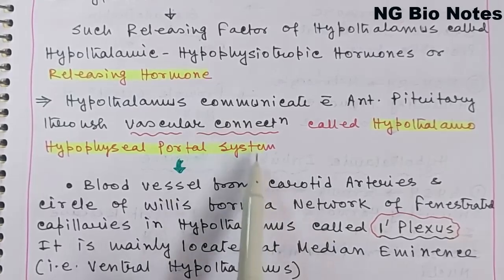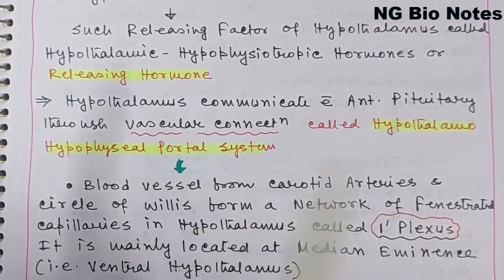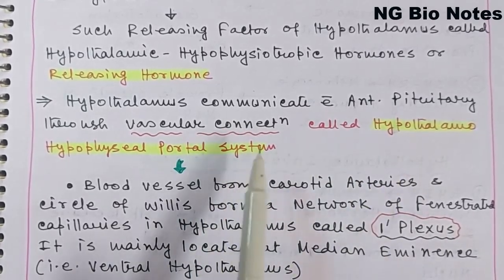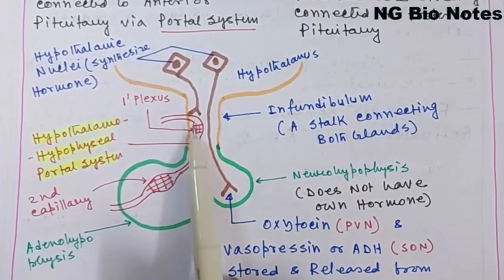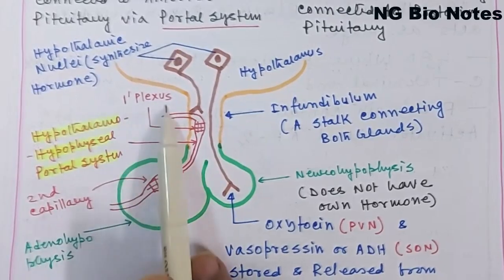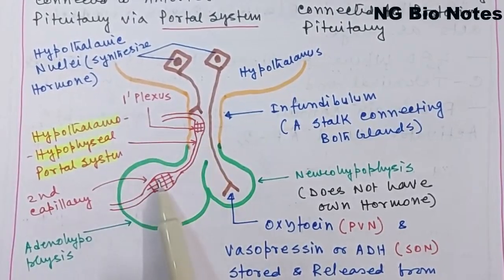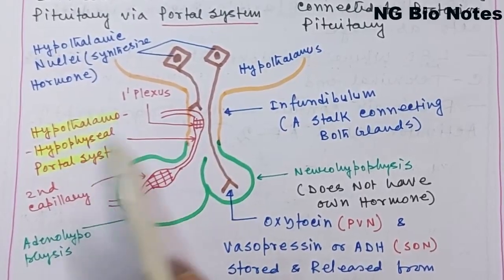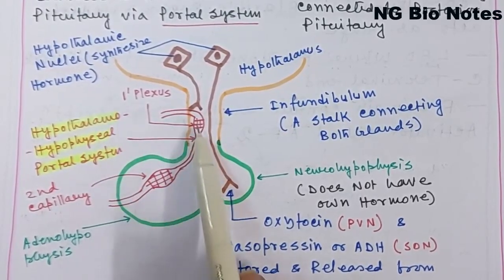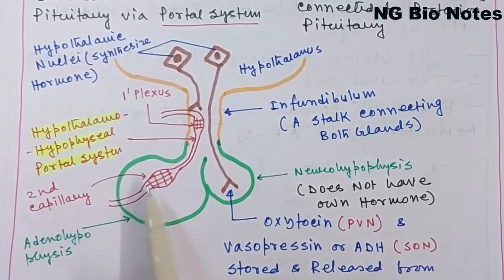We will study this hypothalamo-hypophyseal portal system. This is very important, and sometimes it creates confusion for students. The hypothalamo-hypophyseal portal system consists of two plexuses. One is the primary plexus and the other is the secondary plexus. So you can see this is the hypothalamo-hypophyseal portal system, and this is the primary plexus and this is the secondary plexus.